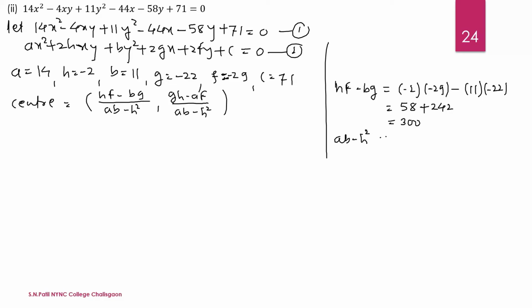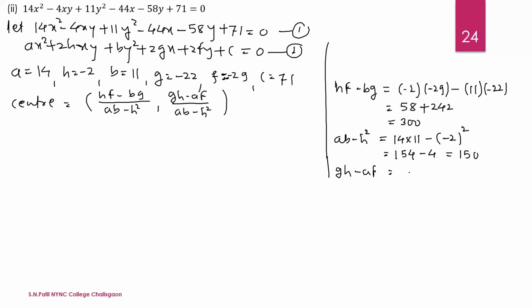ab minus h square. ab is a into b, 14 into 11, minus the value of h squared. The value of h is minus 2. That is 14 into 11, that is 154, minus, minus 2 square is 4. Okay, so we get 150.